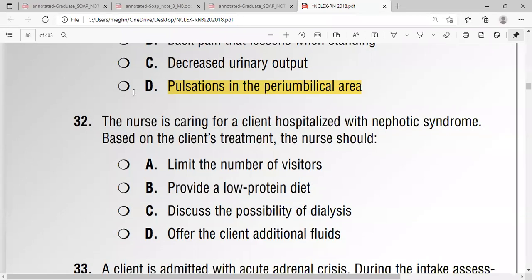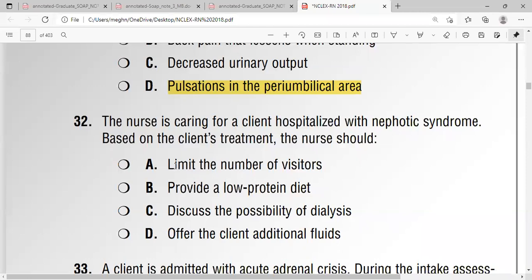Next, the nurse is caring for a client hospitalized with nephrotic syndrome. Based on the client's treatment, the nurse should do what? Number A, limit the number of visitors. Number B, provide a low protein diet. Number C, decrease the possibility of dialysis. Number D, offer the client additional fluid.